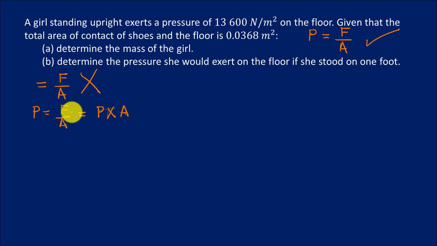Now, let's look at it carefully. Force over area cannot be equal to pressure times area. So this equal sign here has been misused. It has clearly been misused. It is not the correct way of doing it. Now, where did the mistake come in?